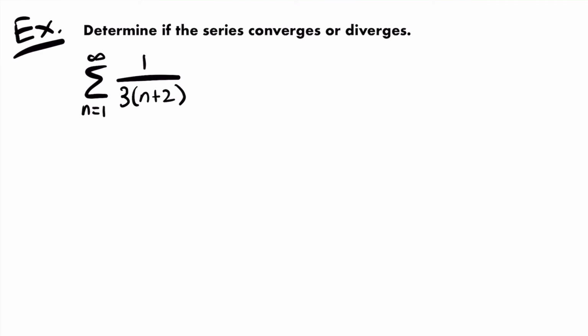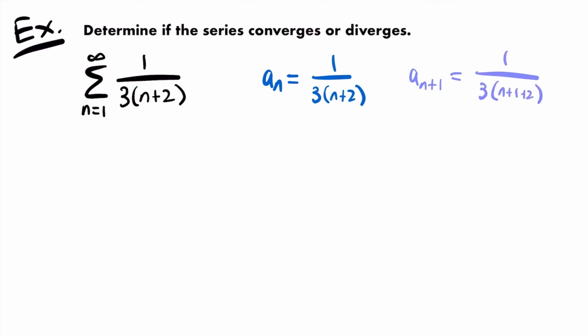Let's see what happens. In this case, a sub n is equal to 1 divided by 3 times n plus 2, and a sub n plus 1 will be equal to 1 divided by 3 times n plus 1 plus 2. But 1 plus 2 is 3, so we're just going to have n plus 3 in the denominator.